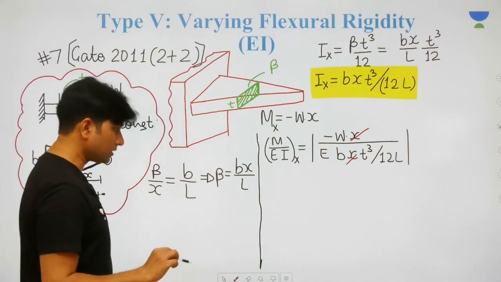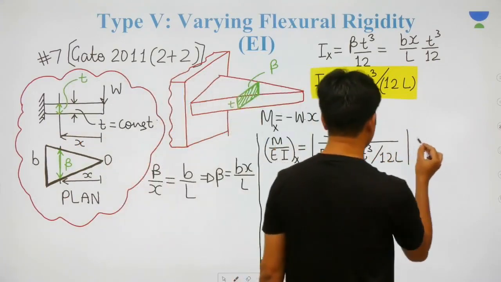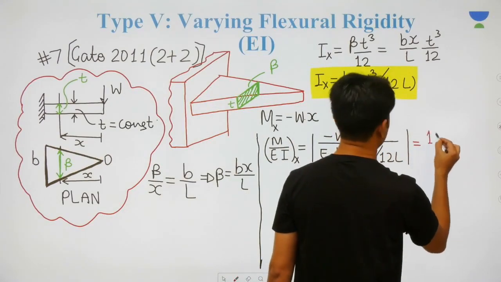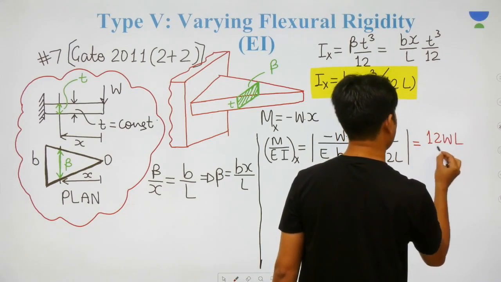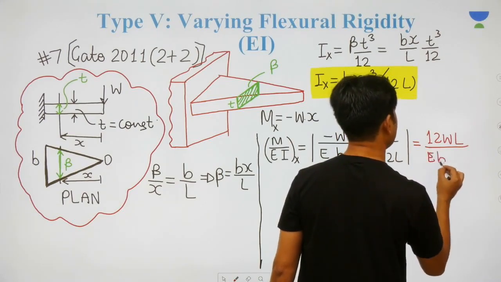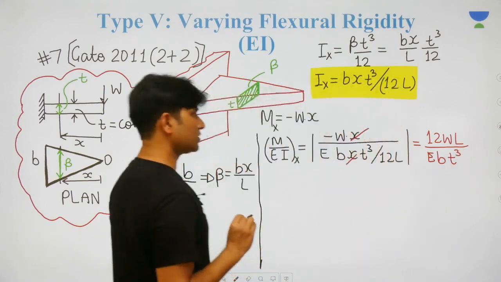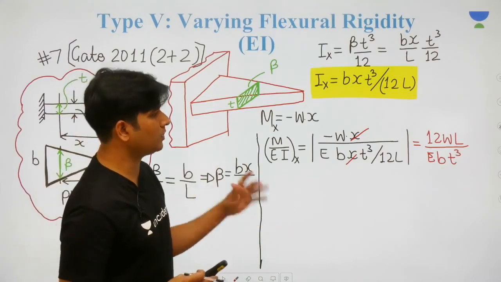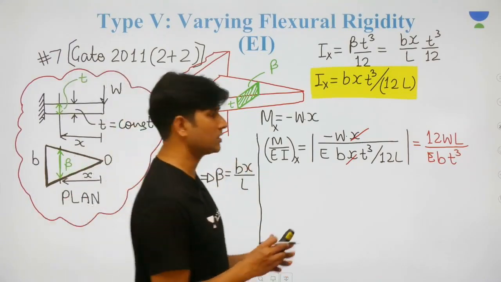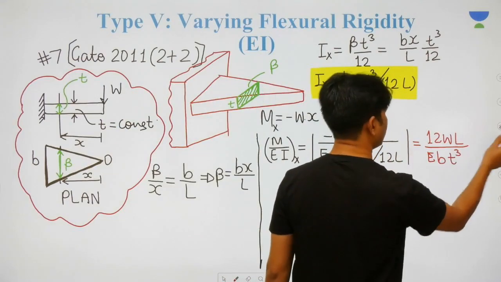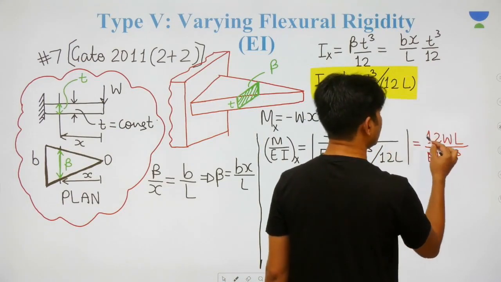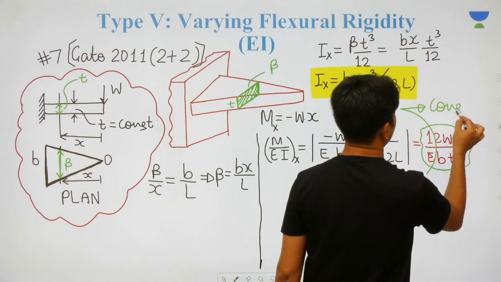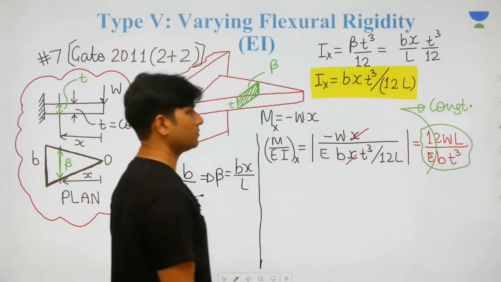And if x is getting cancelled here, then my dear friends, 12L goes to the numerator and we get 12WL divided by EBT cube. And this interestingly doesn't depend upon x. There is no x present here. And if there is no x present here, then naturally this entire thing is independent of x. And if it is independent of x, it becomes constant.